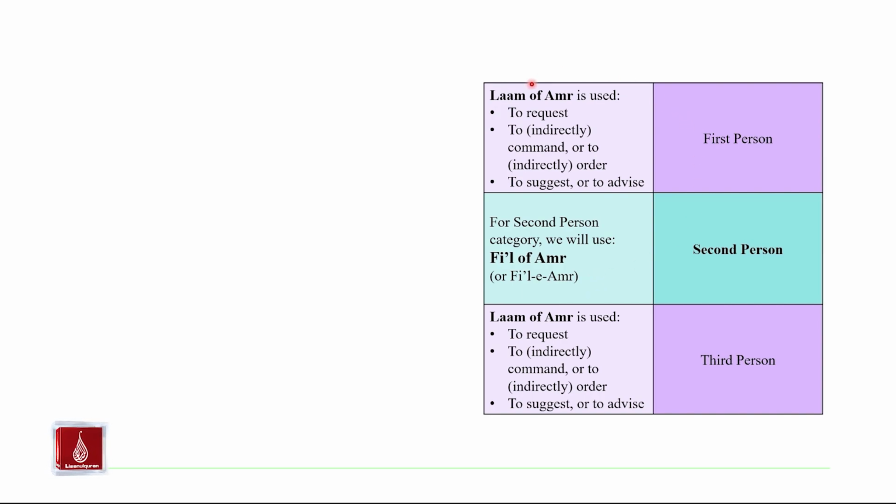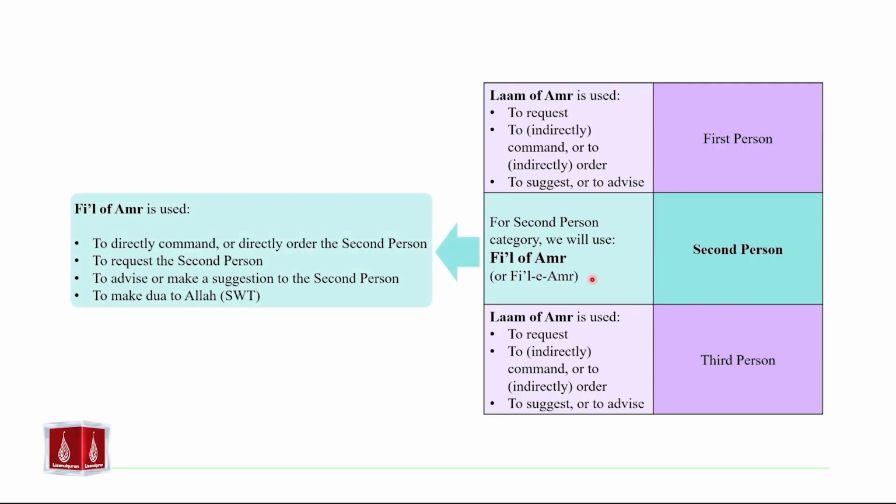Once again, laam of Amr or laam Amr can be used with the first person or with the third person. In the case of second person, we will use fi'l of Amr or fi'l Amr. Please note the following. Fi'l of Amr is used to directly command or directly order the second person. Now we are dealing with the second person, so we can directly command and we can directly order. We can also use fi'l of Amr to request the second person. We can use fi'l of Amr to advise the second person or make a suggestion to the second person.